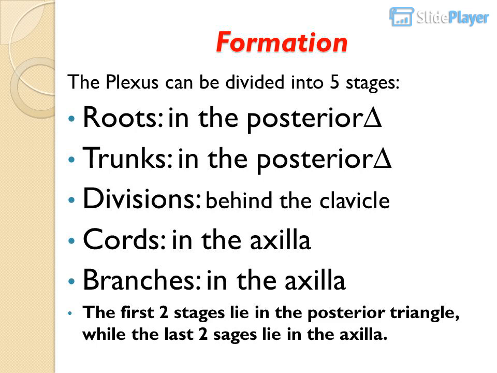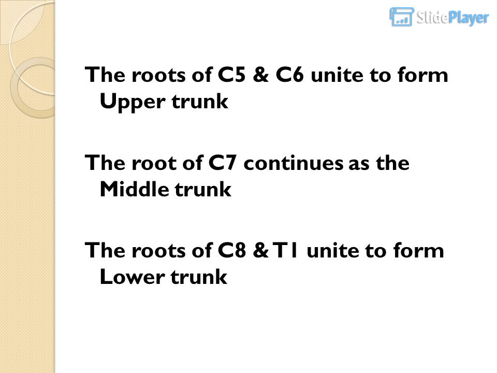Formation. The plexus can be divided into 5 stages. Roots: in the posterior triangle. Trunks: in the posterior triangle. Divisions: behind the clavicle. Cords: in the axilla. Branches: in the axilla. The first 2 stages lie in the posterior triangle, while the last 2 stages lie in the axilla. The roots of C5 and C6 unite to form the upper trunk. The root of C7 continues as the middle trunk. The roots of C8 and T1 unite to form the lower trunk.